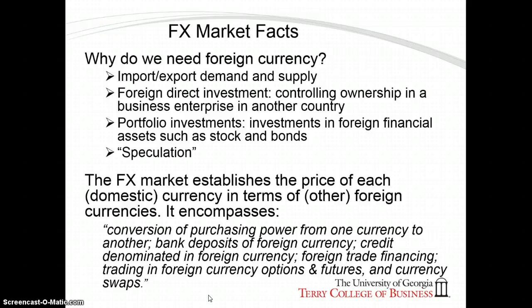So the FX market is where the price of one currency is determined in terms of another currency. As your book notes, the FX market encompasses conversion of purchasing power from one currency to another, bank deposits of foreign currency, credit denominated in foreign currency, foreign trade financing, trading in foreign currency options and futures, and currency swaps. While all of these aspects of the FX market may not be clear to you now, don't worry. We will be talking about each of them at some point during the semester. For example, currency swaps are covered way down the road in Chapter 14.